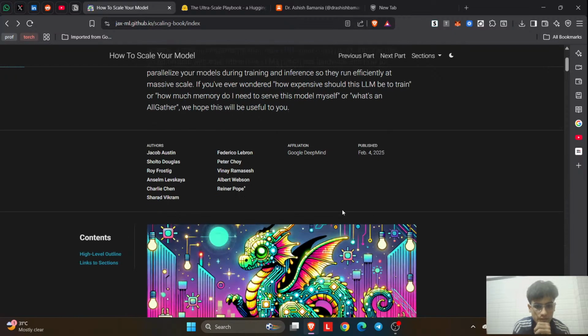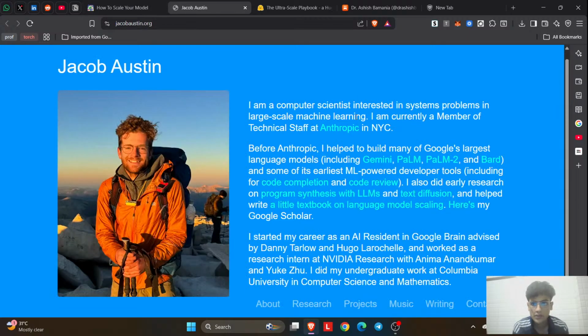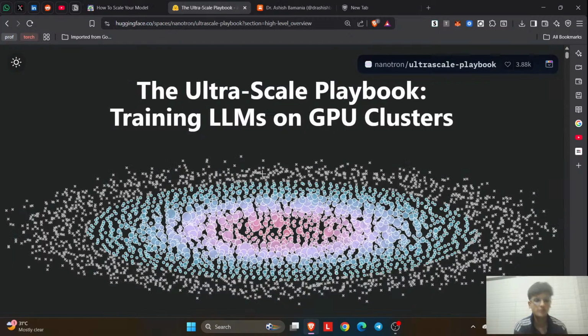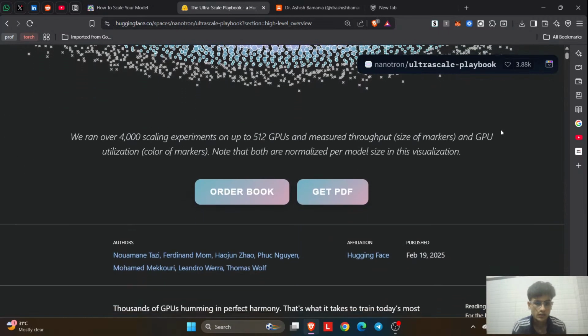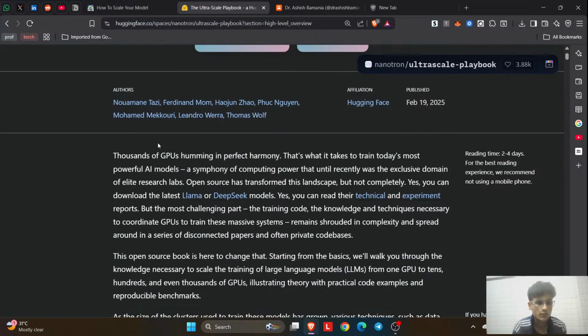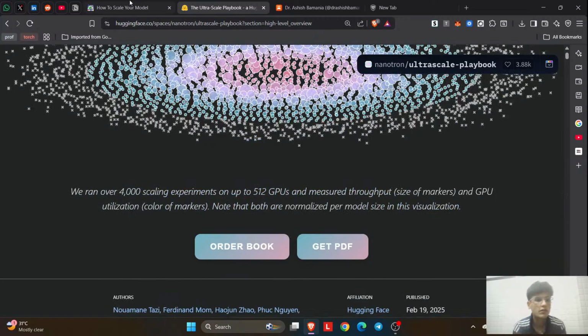Training LLMs. Okay, so this was published on Feb 4, 2025, in affiliation with Google DeepMind and a few of the authors. You can check who the authors are. Computer scientists interested in system problems in large machine learning, currently a member of technical staff at Anthropic NYC. Cool. Okay, so this is a reliable resource. And there is one more resource by HF, which is basically a playbook for thousands of GPUs. Okay, we'll be reading this one.